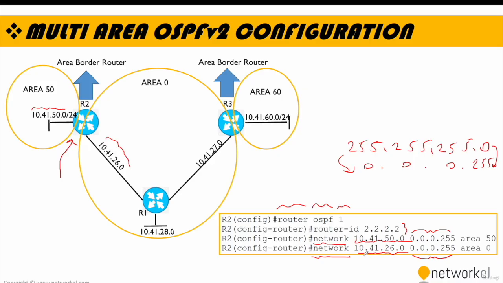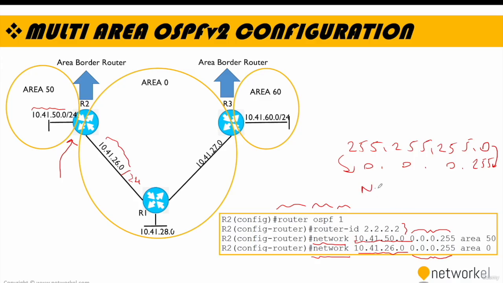The same applies to the network below, 10.41.26.0. That is the network ID with a subnet mask of 255.255.255.0. Even though it is not mentioned here, it will be /24, which is 255.255.255.0, and the wildcard mask will be 0.0.0.255. So the syntax is network ID and the wildcard mask.